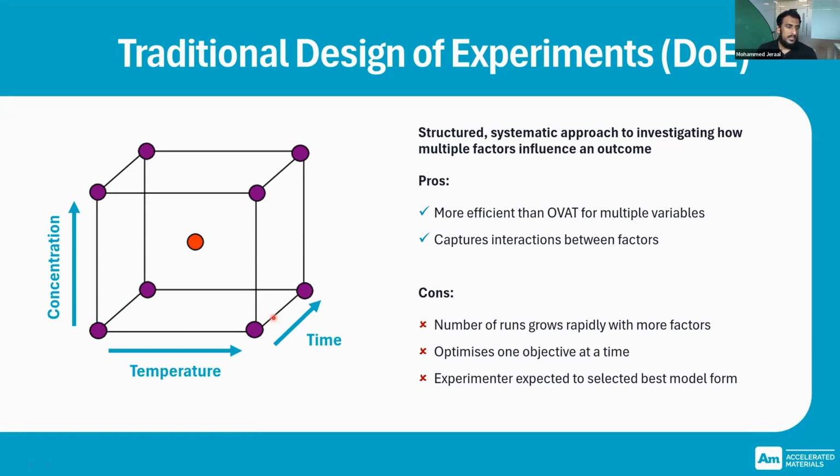And finally, with these traditional design of experiments, it is on the user to model the data after they've performed the experimental design. The onus is on the experimenter to select the best model type. Usually it's likely to be a linear model or some kind of polynomial or multivariate model, but it is up to the experimenter to make this decision and have sufficient knowledge of the system to make sure that they're making the correct decision here.